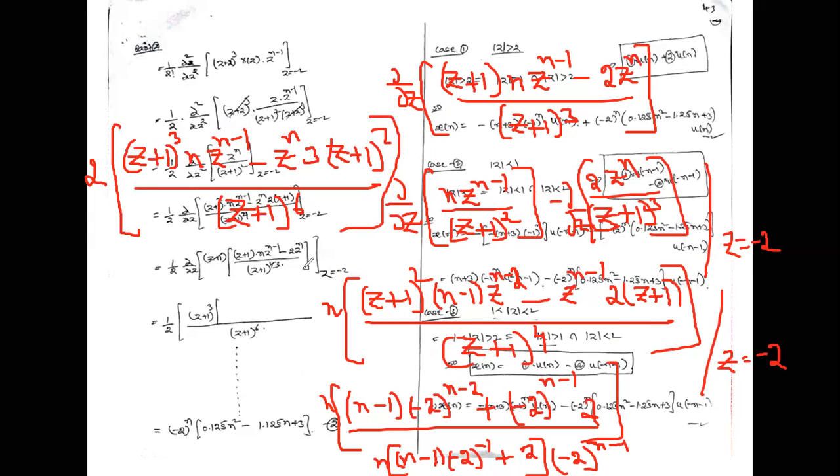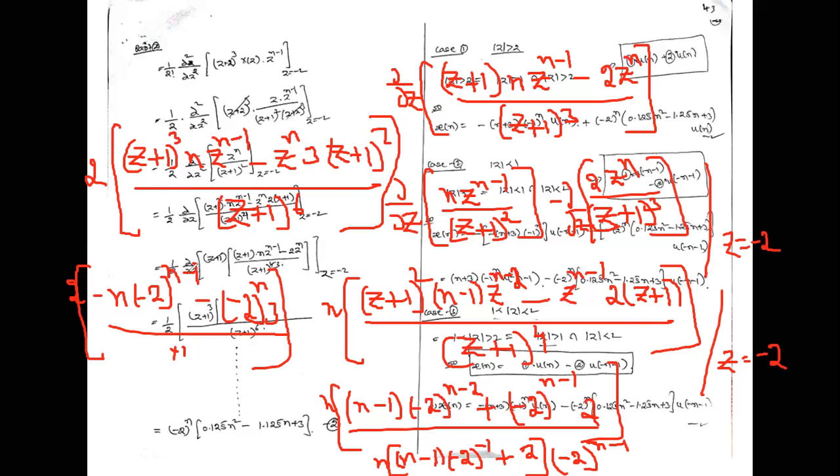And z = -2, we can substitute. 2 into (-2+1), -2 plus 1 is -1. (-1)^3 is minus n into (-2)^(n-1) and minus (-2)^n, and 3 into, here -2 plus 1 is -1, (-1)^2 is 1, and denominator -2 plus 1 is -1, (-1)^6 is again plus 1. The 2 into this function. Simplify this function.